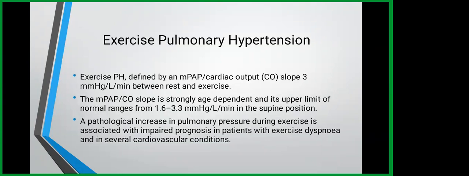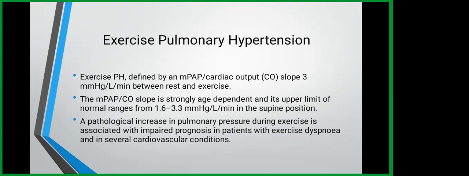The current definition for exercise pulmonary hypertension now involves cardiac output. It is defined as when the slope of the mean pulmonary artery pressure over the cardiac output is more than 3 millimeters of mercury per liter per minute between rest and exercise.